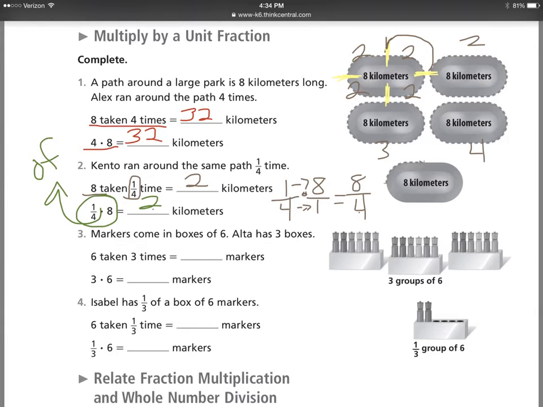Because let's say you had 4 apples. 1, 2, 3, 4. If you took 1/2 of those apples, how many apples would you have? Half of them would be only 2. So you can see it makes rational sense, and you can always go back to this example to remind yourself why it makes sense. But taking a fraction of a whole number will always give you a product that is less than the whole number. Pause this video now and complete questions 3 and 4 the same way.